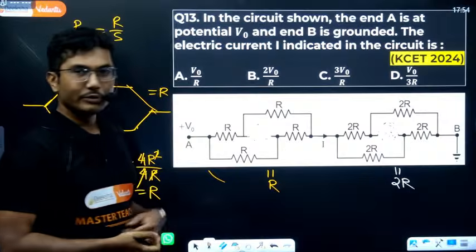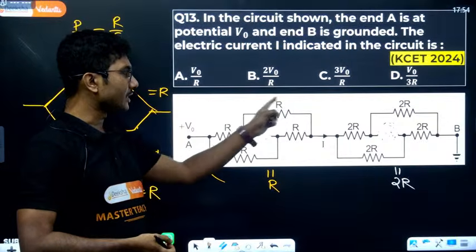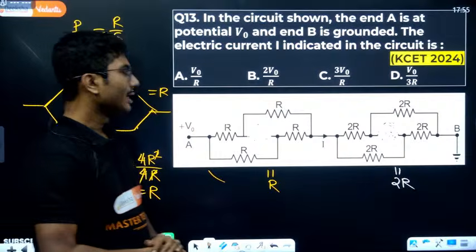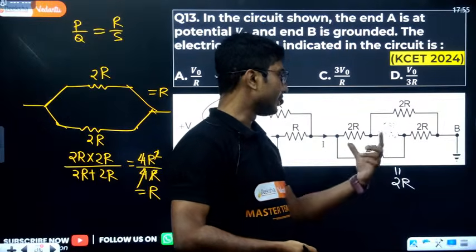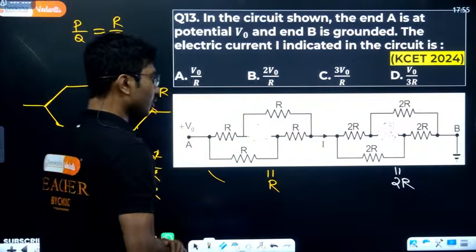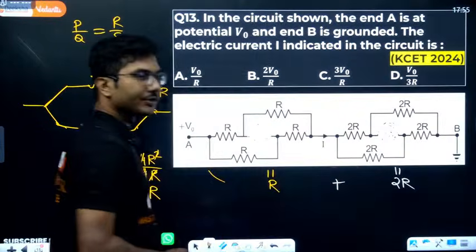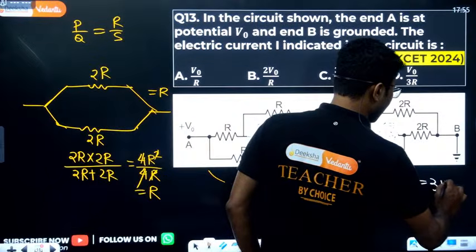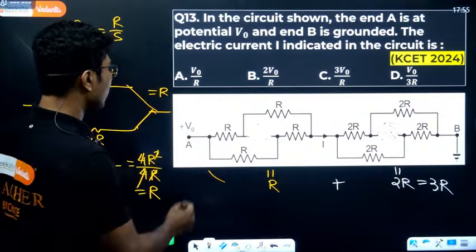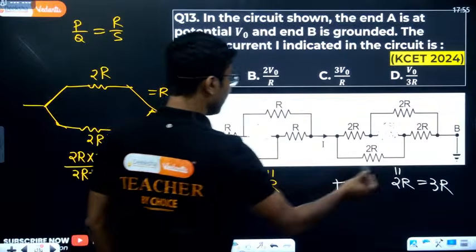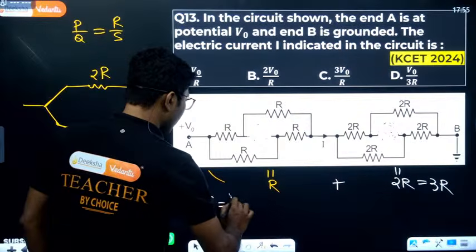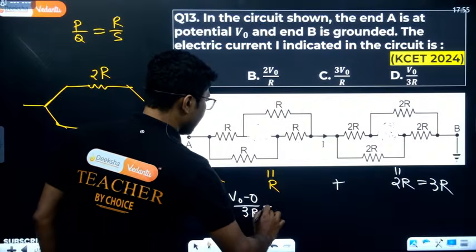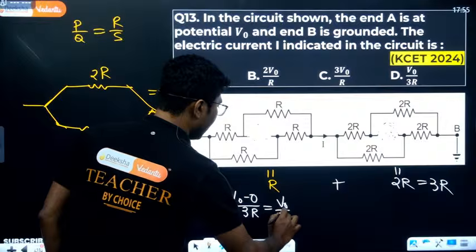How do I do that? Because in this case every resistance was R and their equivalent resistance turned out to be R only. So here every resistance is 2R, so their equivalent resistance should also be 2R. So what is the total resistance? For total resistance, obviously you have to add them, so the total resistance is equal to 3R. The voltage is V0, and here it is grounded, 0. So the current will be the potential difference divided by the total resistance, that is V0 by 3R.